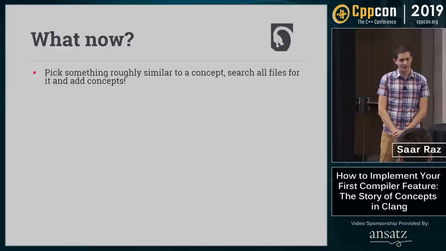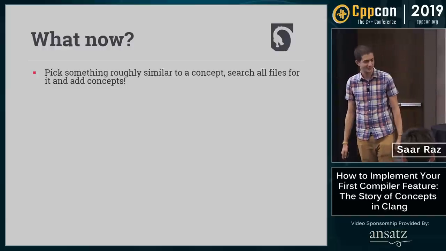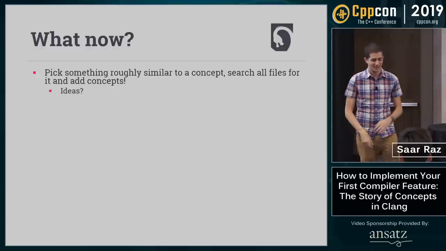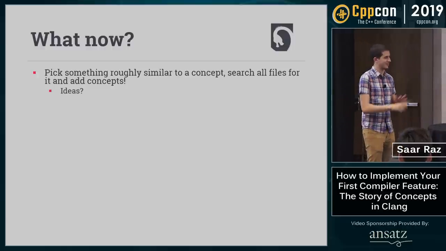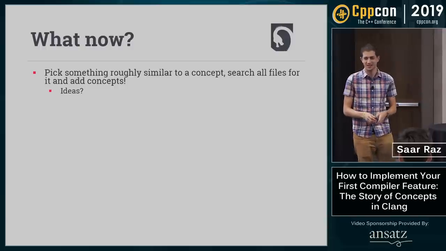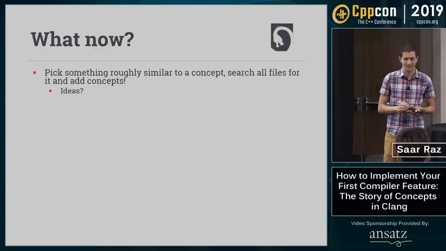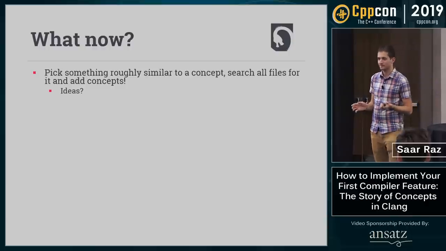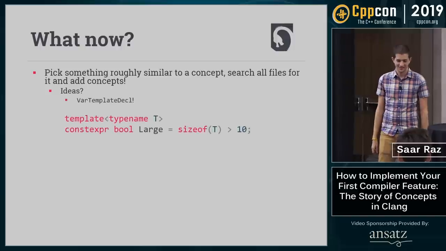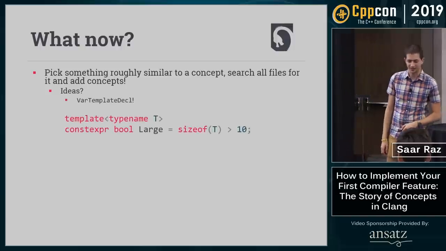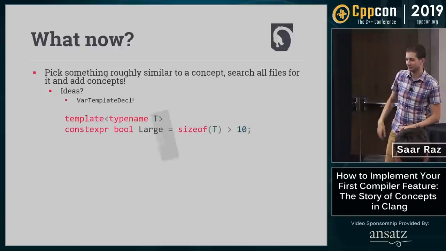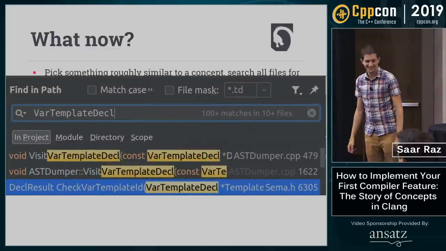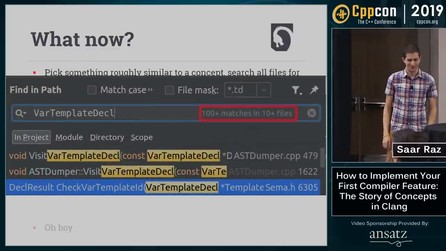Now I want to parse this thing. Well, first I'm going to make this compile. So I search for something that's roughly similar to a concept and try to add concepts to all these places. What's roughly similar to a concept? Variable templates, that's right. And there's this VarTemplateDecl. Looks pretty similar, right? So yeah, a bunch of matches. I do this for a while.